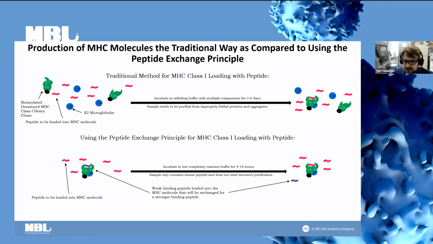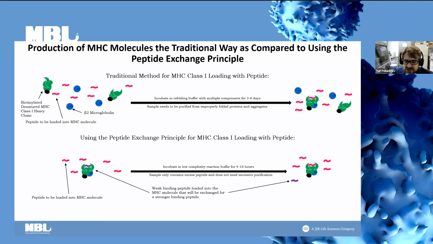Another approach for making MHC tetramers involves the ability of MHC molecules to exchange the peptide that it was loaded with for another peptide. This is something that if any of you work on basic science or MHC research, you've probably done in your lab. This happens all the time. Peptides get exchanged even on the surface of cells.